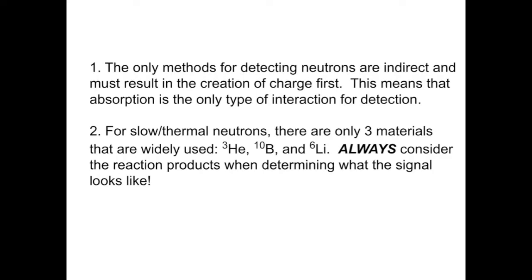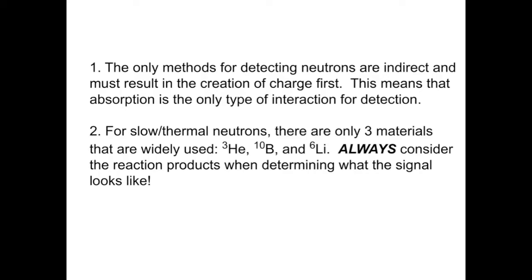All right, sports fans, we are in the home stretch here, part 6 on neutron detection. Here we're going to be talking about slow or thermal neutrons in chapter 14. We say the only methods for detecting neutrons are indirect and must result in the creation of charge first. This means that absorption is the only type of interaction for detection. Now that does apply mostly to thermal neutrons, because when we get fast, we know we have a few other mechanisms that are available to us.